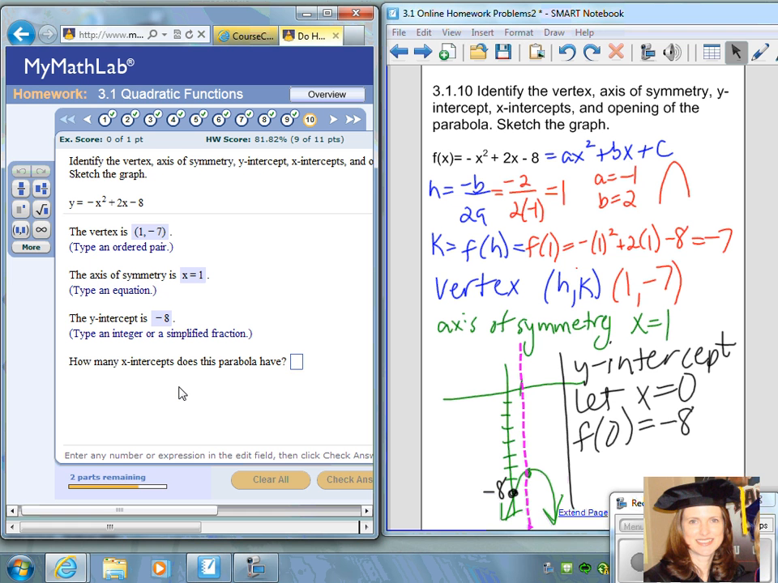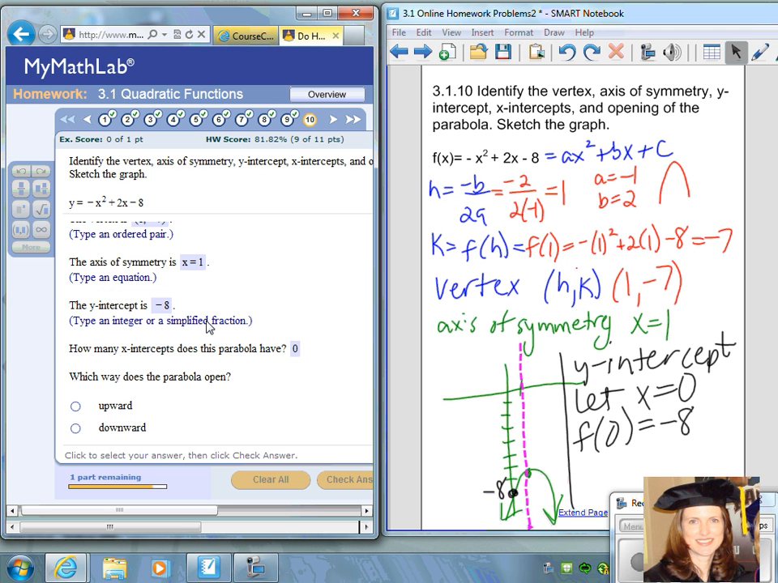Now, we're asked the question, how many x-intercepts does this parabola have? If you already have an idea where the vertex is and the y-intercept, and you know that this parabola opens down, you can tell by looking at the graph that it's not going to cross through the x-axis. It has no x-intercepts. And also we're asked, which way does the parabola open? Well, because a is negative, we can say that this is a parabola that opens down.